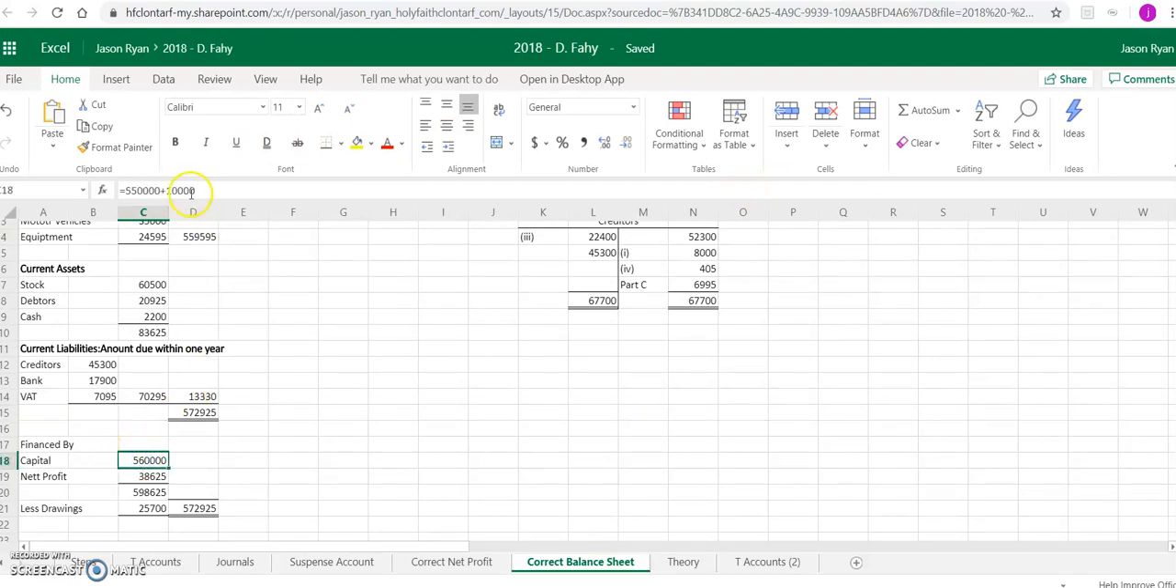Financed by then capital, so your capital of 10,000 introduced from the car, your net profit that you have as part of the previous one, part C, and then you're going to take away your drawings then as per the question. So new balance is there, 572,924.